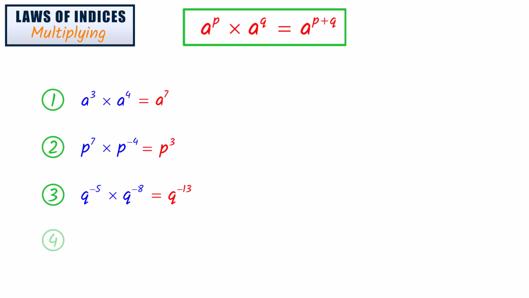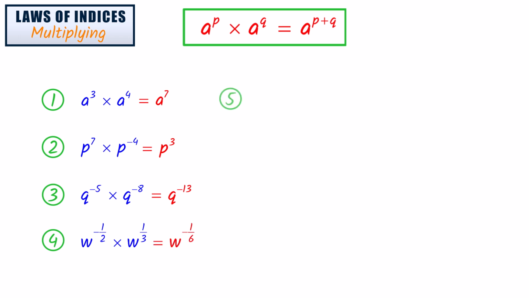For number 4, let's try fractional powers. So for example, w to the power of minus a half times w to the power of a third. Again, the rule still applies. So add the powers together as the bases are the same. Minus a half plus a third is equal to minus a sixth. So the answer is w to the power of minus a sixth.